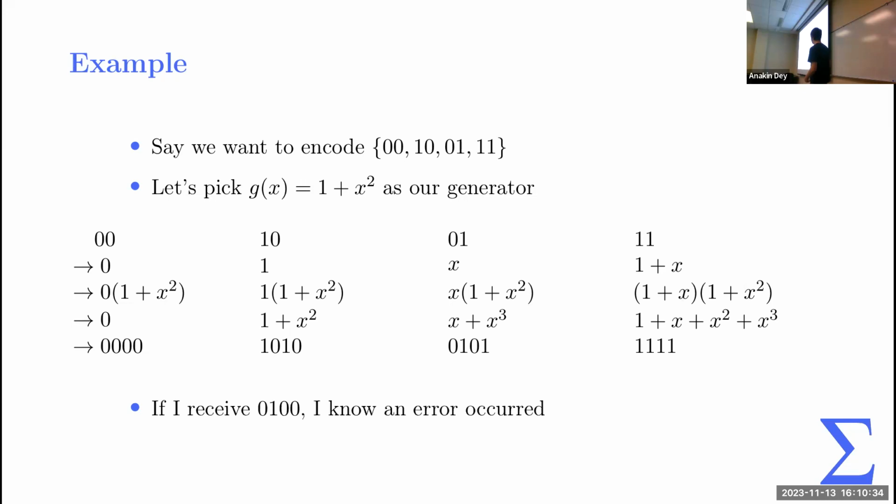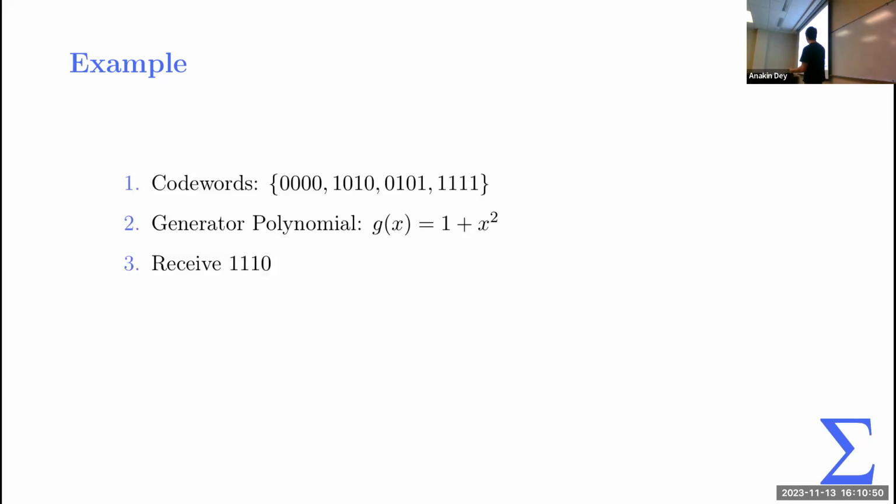And say I received something like 0, 1, 0, 0, and I know what my 4 possible code words are. If I receive 0, 1, 0, 0, I know that some error occurred. So then, same example as before, we're using the same generator and the code words we just got, and now I received 1, 1, 1, 0, and want to figure out what the actual message that was originally sent was.